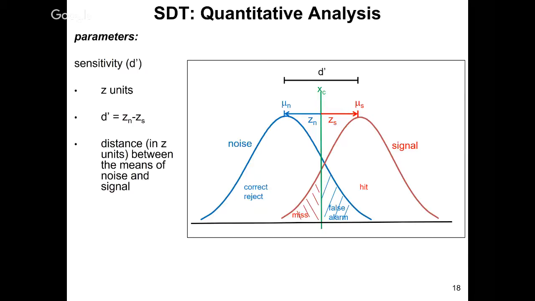One last thing, actually, that I think we're missing is our sensitivity. D prime is the distance from there to there.